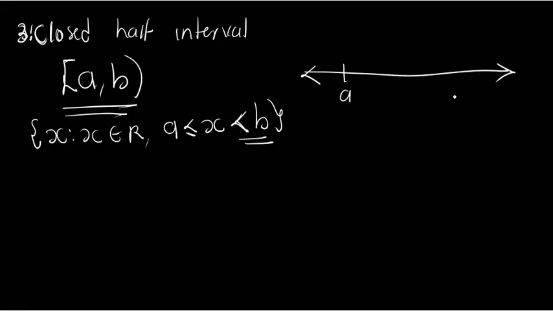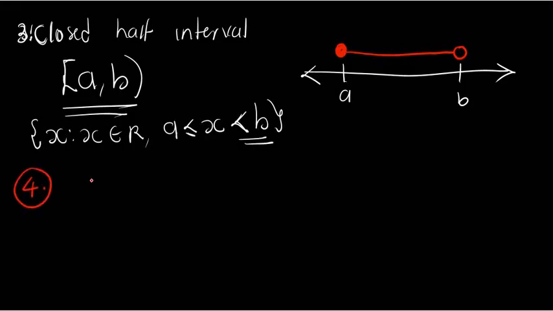This is your A and this is your B. For you to write it on the number line, is A included? Yes, A is included. So what you do is you put a full dot like that. Then on this side, is B included? Not included. So it is open. So you do that. This is how you do it.